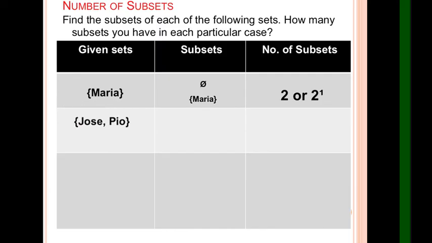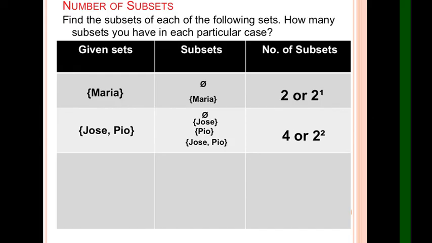Okay, so we have these elements, Jose and Pio. First, we have the null, automatic, Jose, Pio. At the same time, Jose and Pio because the set itself is a subset. Diba? So we have 4. So therefore, 4 or 2 squared.